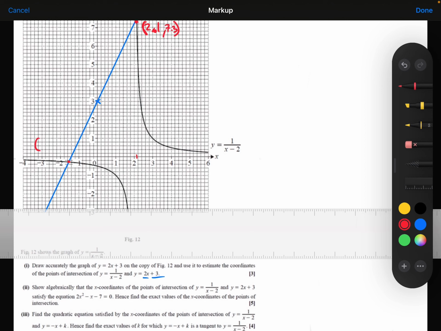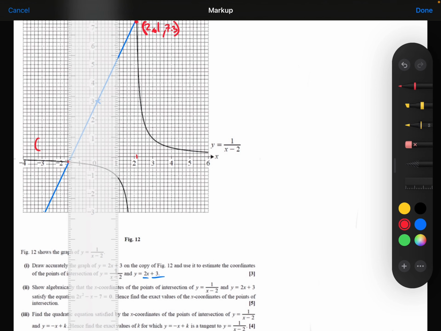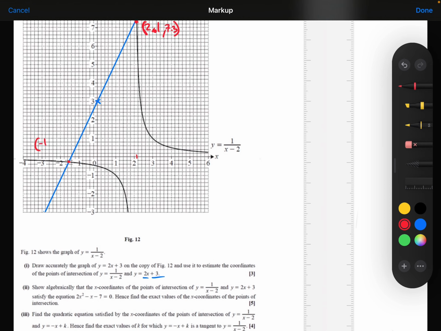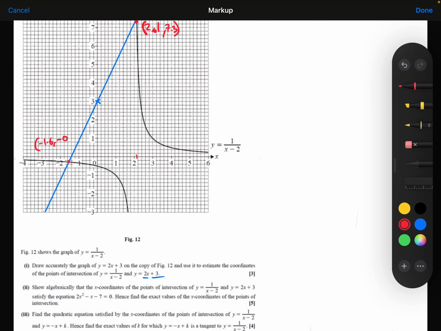And for the other intersection, the x coordinate here, I think, is about minus 1.6. And the y coordinate where they intersect down there, I think, is about minus 0.2. So that's my answer for part I. I've drawn the graph on and I've shown where they intersect, and I've read off estimates for those coordinates.